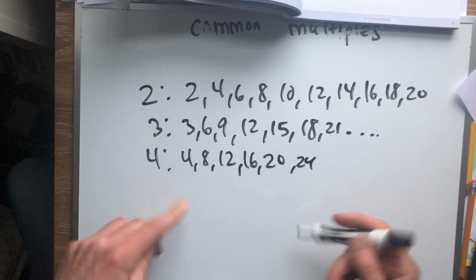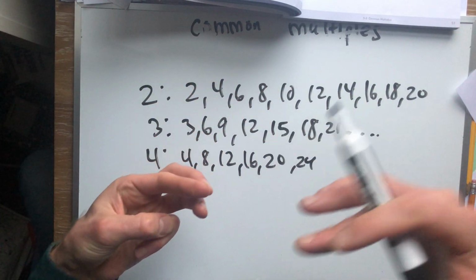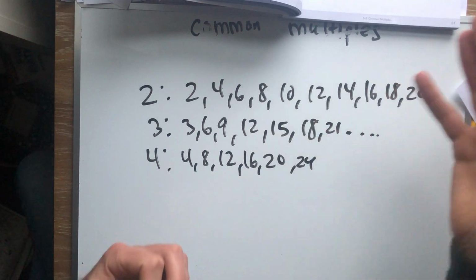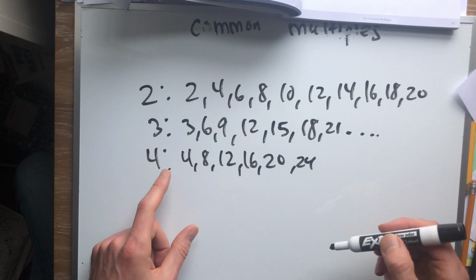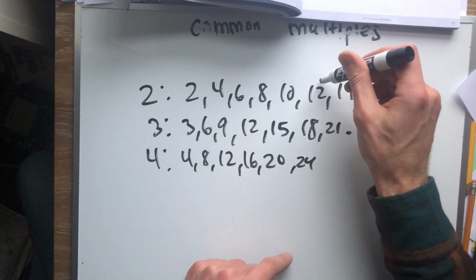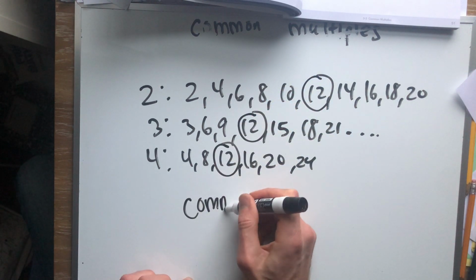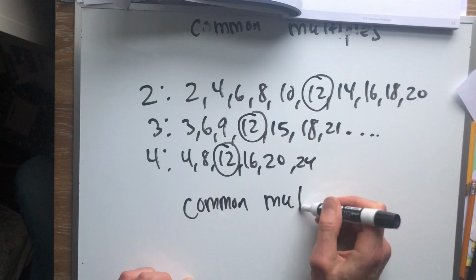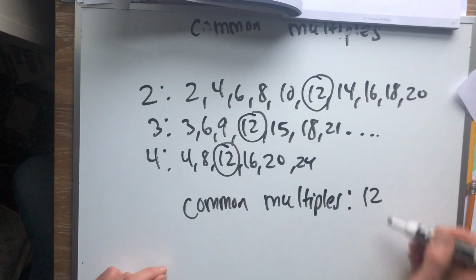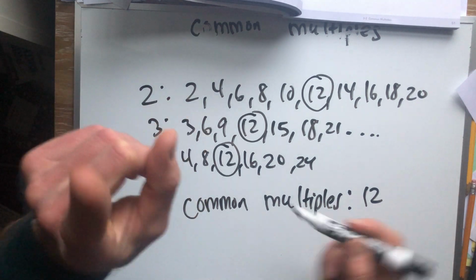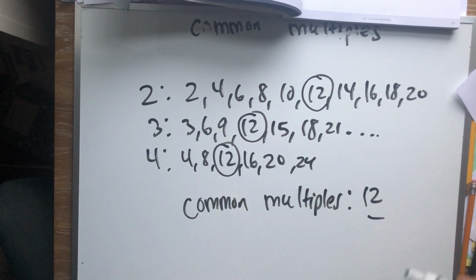Like 2, 3, and 4, they're all like, hey, what do we have in common? It's like finding 3 kids that all like Harry Potter and all like Lord of the Rings, and they all like Star Wars or something. Well, let's see. Oh, I just found one. 12. So a multiple that 2, 3, and 4 have in common is 12. It's your challenge to try to find the next 2. I just found you the first one, 12.